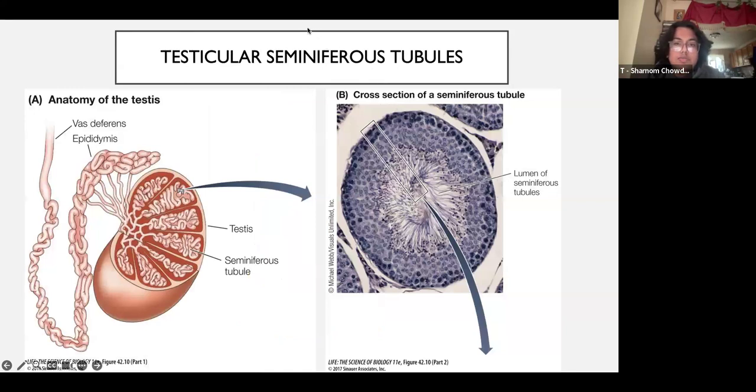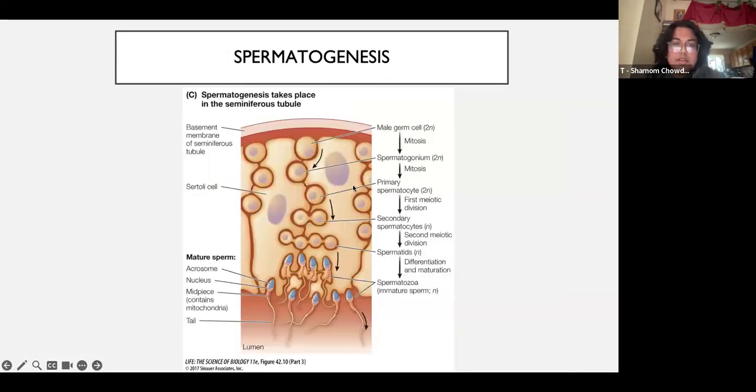So the seminiferous tubules help produce sperm cells. That is in the testes, and this is just a cross section of it. So spermatogenesis takes place in the seminiferous tubules. This is what we talked about, the actual process of spermatogenesis.